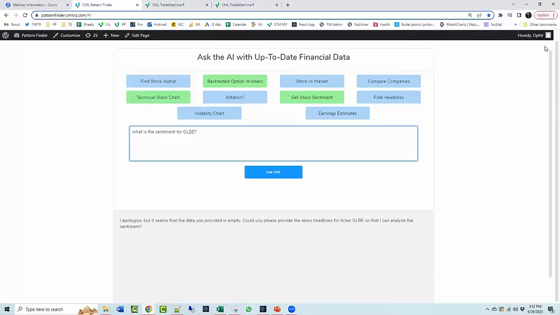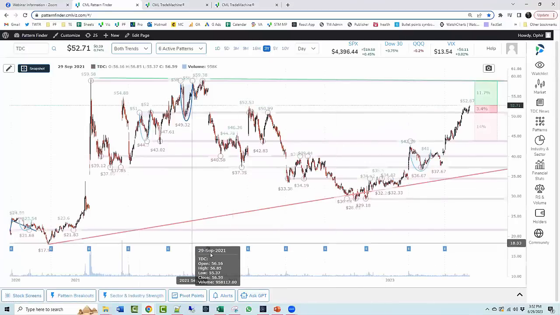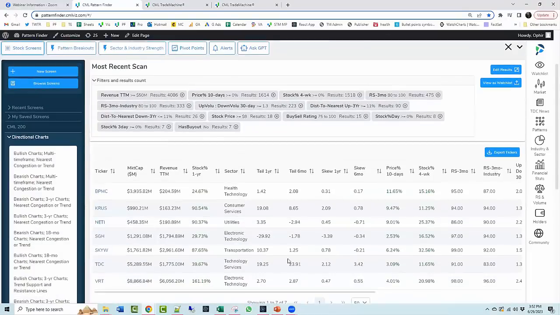Oh, and to get out of this, there's a little X here again. You can go right back to Trade Machine. Okay, so that is the AI that is now available to you. If you're a Pattern Finder member, this is live. We got a little trouble with the way the screens were working. We have to fix that bug, but it's in here.